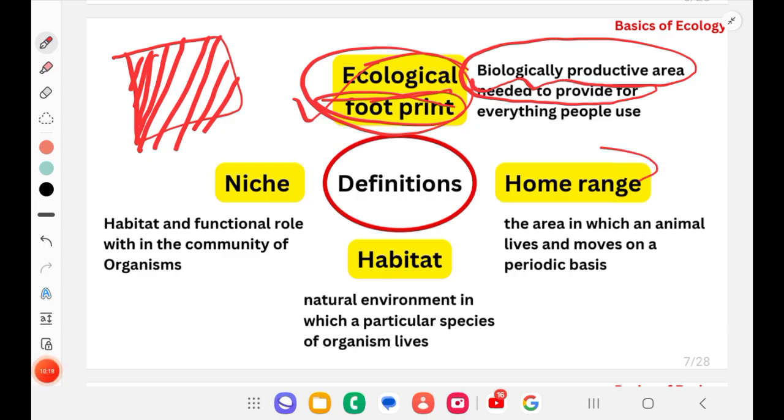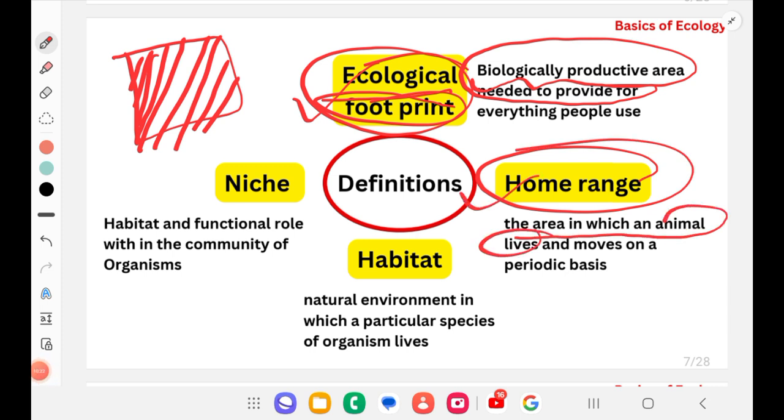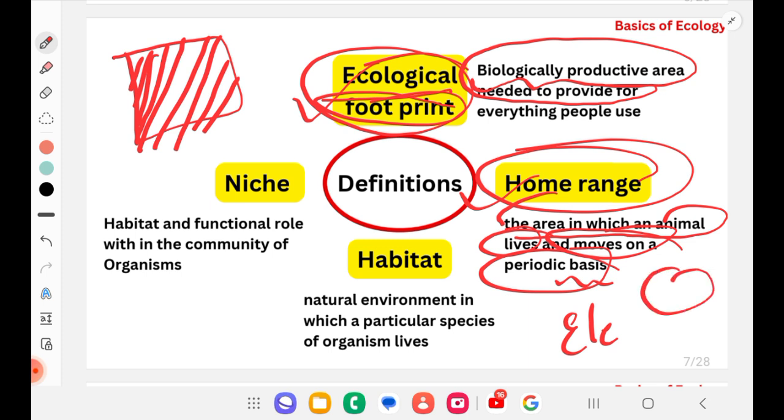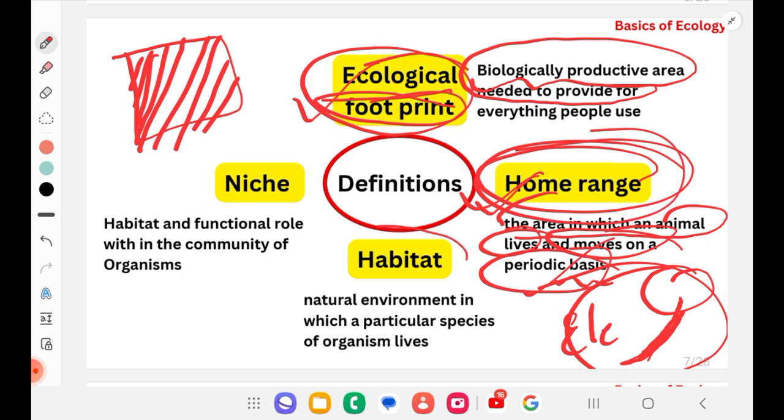Next is what is home range. Home range is the area in which the animal lives and moves on a periodic basis. Home range is not just habitat but also where the animal periodically moves. For example, an elephant will live in its habitat and on a periodic basis it also moves, right? That is its home range. What is home range? The area in which an animal lives and moves on a periodic basis. That is home range.